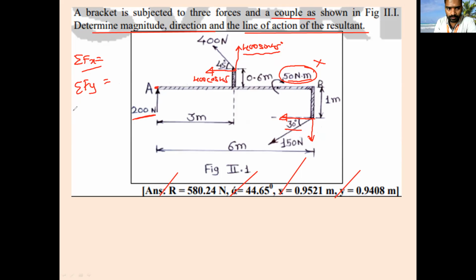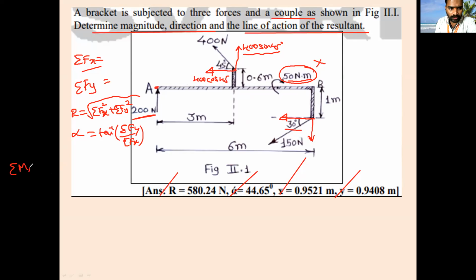Yes, sir. Okay, then you have to calculate the resultant. Tell me how to find the resultant? Square root of the summation of sigma Fx squared plus sigma Fy squared. Then you will get alpha equal to tan inverse of sigma Fy over sigma Fx. Will you calculate this one? Yes, sir.